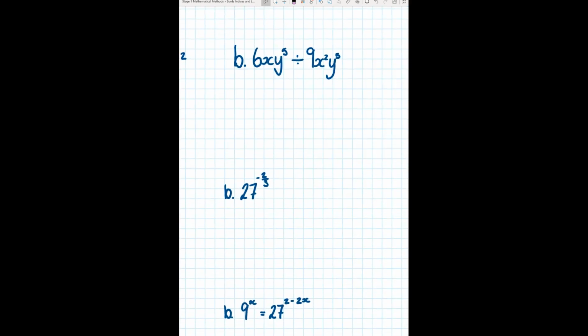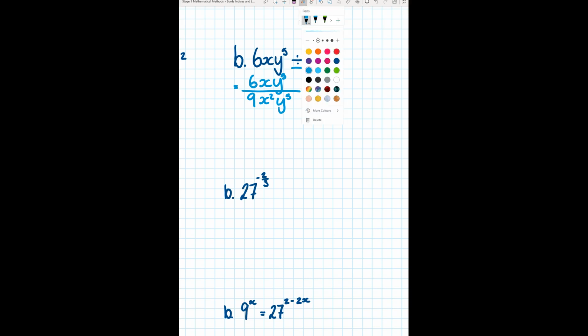Now part B here, we have a divide in the middle, so we can't rearrange the order. And I think it's easier to understand what's going on if we actually write it as a fraction. So I'll transfer it to 6x y to the power of 5 over 9x squared y to the power of 5 there. Now this helps as well because we can see that we have those like terms or base numbers all lined up above each other, so we can address them one at a time.